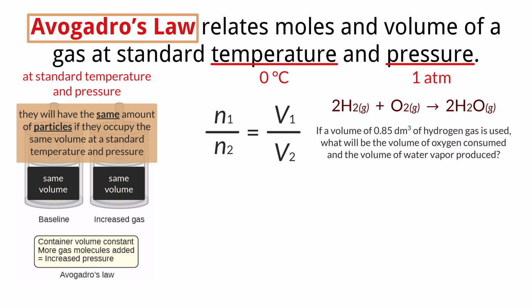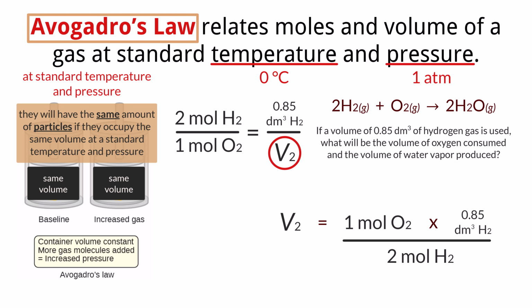According to our balanced equation, the stoichiometric ratio of hydrogen to oxygen is 2:1. So the volume of oxygen consumed in this reaction will be half the volume of hydrogen consumed. This can be seen when plugging the known values into our equation, substituting 2 for N1, 1 for N2, and 0.85 cubic decimeters for V1. To solve for the unknown volume, we will end up dividing 0.85 by 2 after some algebraic manipulation, as seen here. So the volume of oxygen consumed will be equal to 0.452 cubic decimeters.